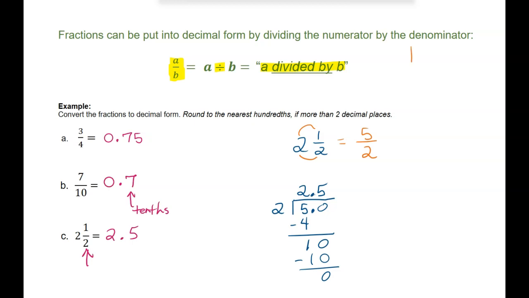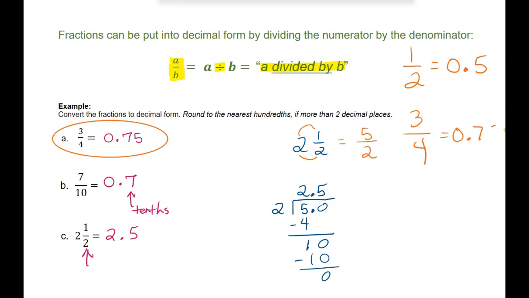Now, there are certain fractions that are associated with decimals that you'll start to recognize pretty quickly, like 1/2. Remember that 1/2 is 0.5, right? 0.5. Okay? And you'll see that 3/4 is what? 0.75. Okay? So there are some commonly used fraction to decimal conversions that you will start to recognize the more you work on this.